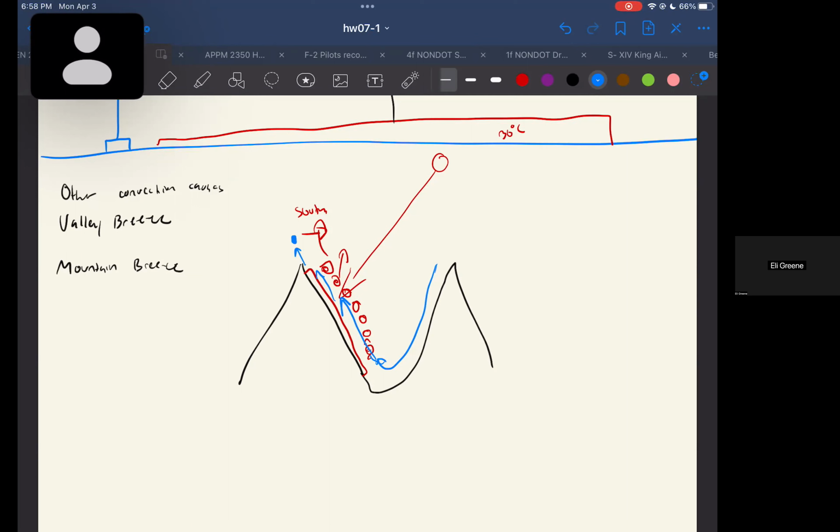Then mountain breeze is the exact opposite. The mountain will lose heat faster, and so it will essentially cool down faster. So you'll have a bunch of parcels in here that cool down quickly, and then they all want to fall down the mountain. So at night, everything falls down the mountain, whereas in the day, everything goes up the mountain. Not really that big of a deal, but worth understanding.